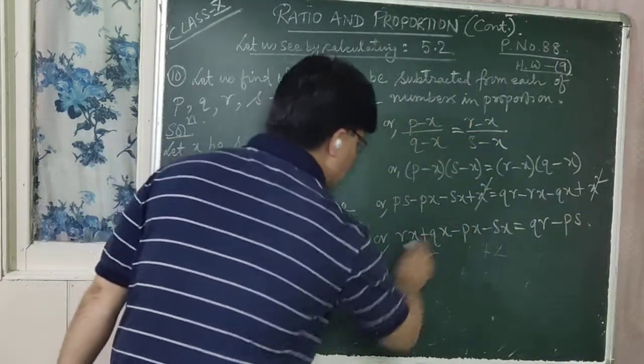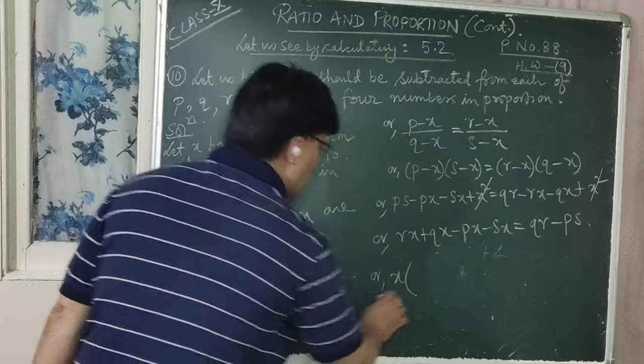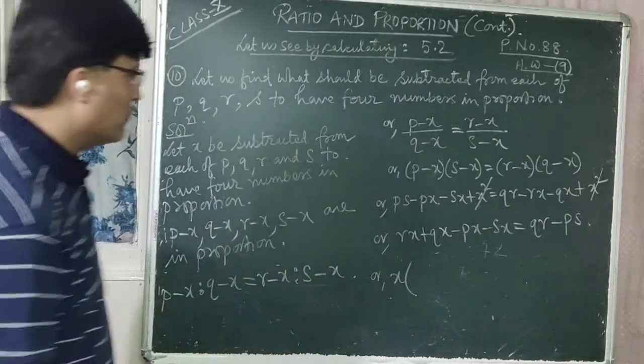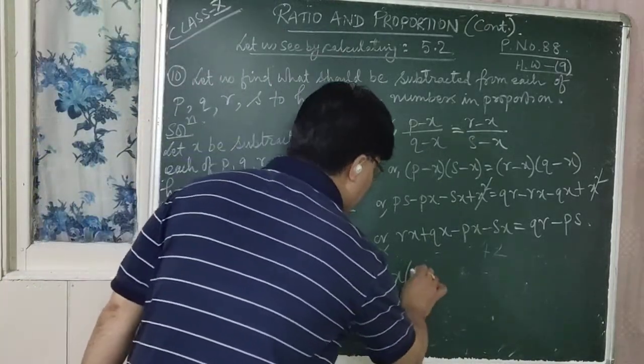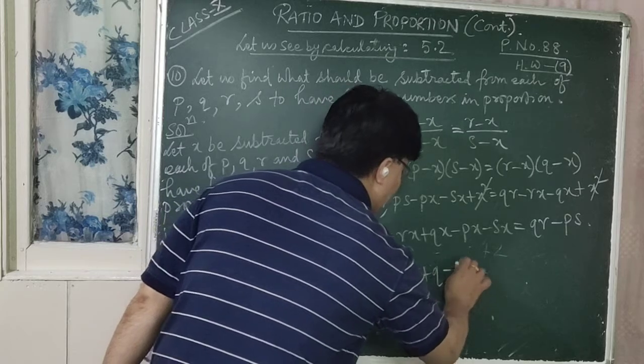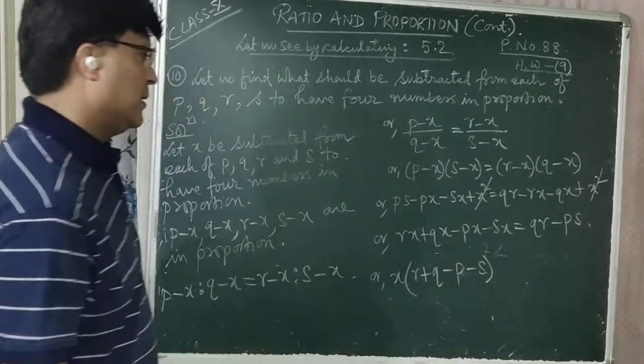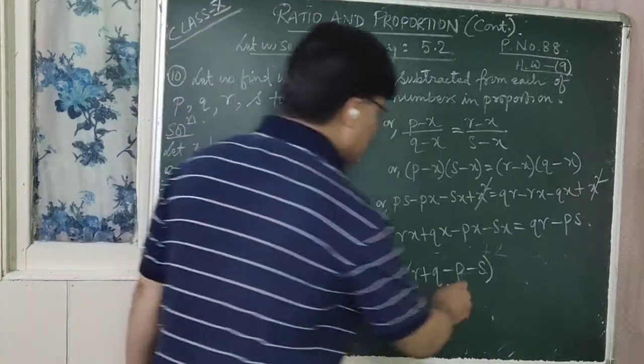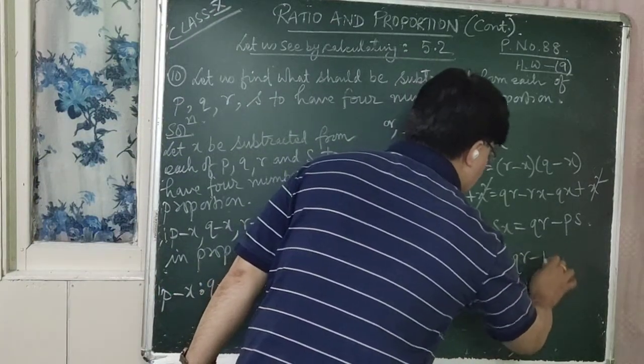Okay, so what is common here now? It is x is common, right? Because you have to get the value for x, so x common within bracket, R plus Q minus P minus S. Clear? Which is equal to QR minus PS.